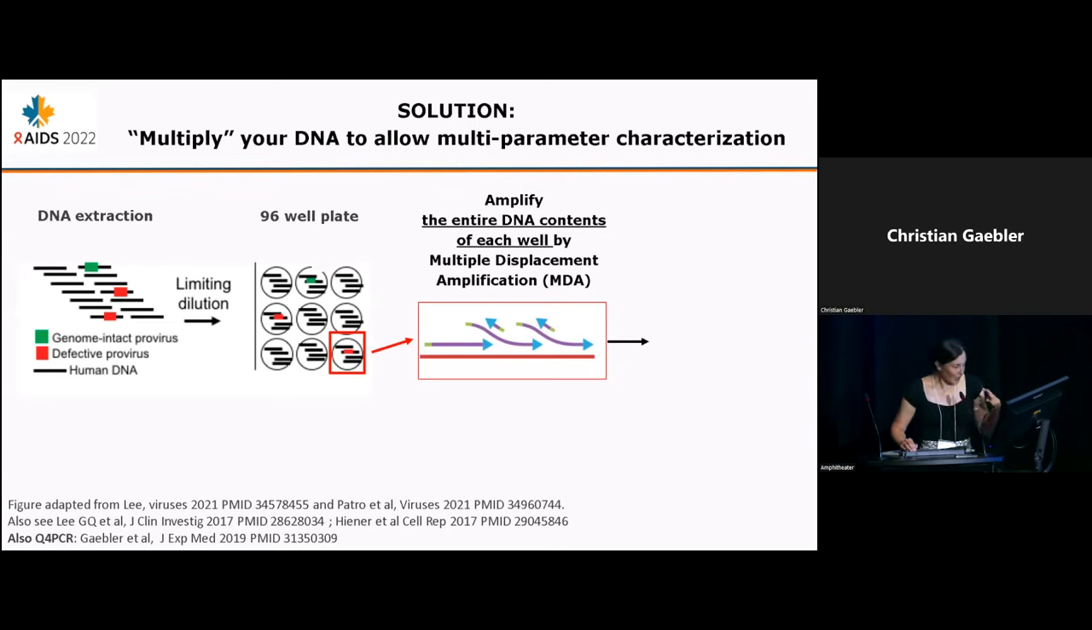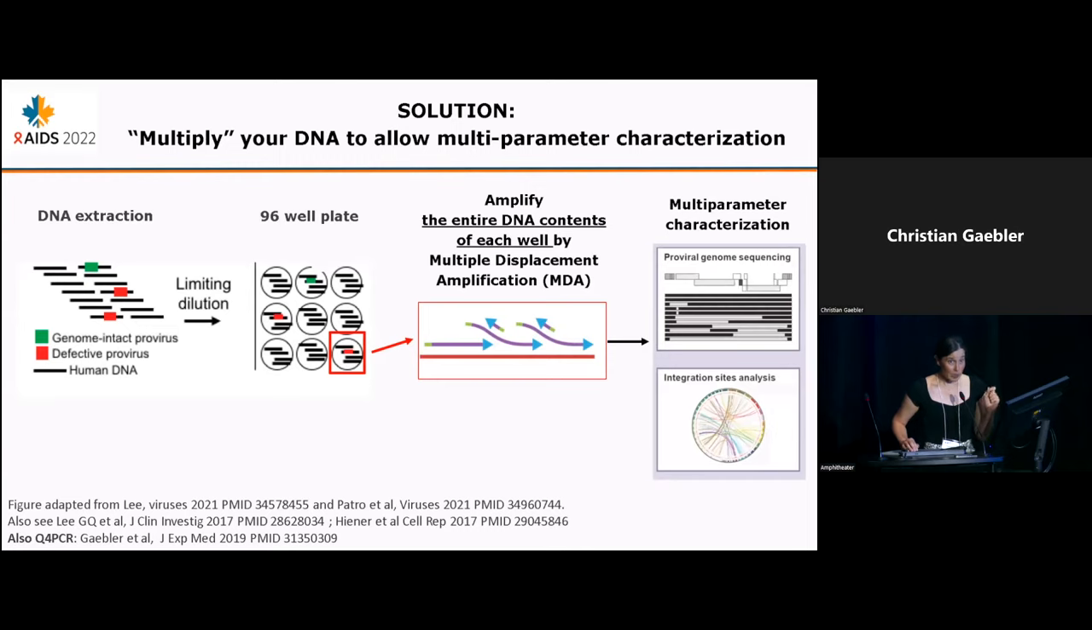We take the limiting dilution DNA, we amplify the entire contents of the DNA well by MDA, and after that, we can aliquot that out, and we can do multiple things with each well. So integration site plus the full genome.